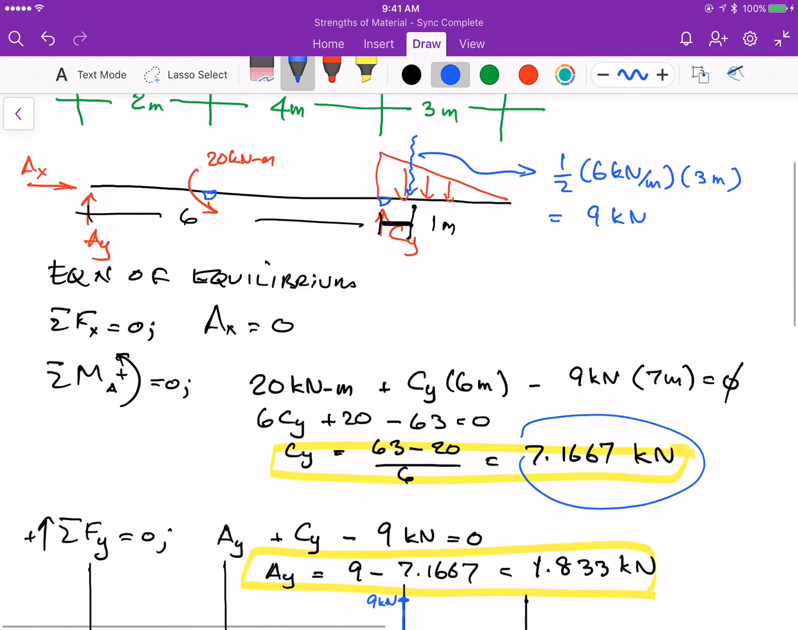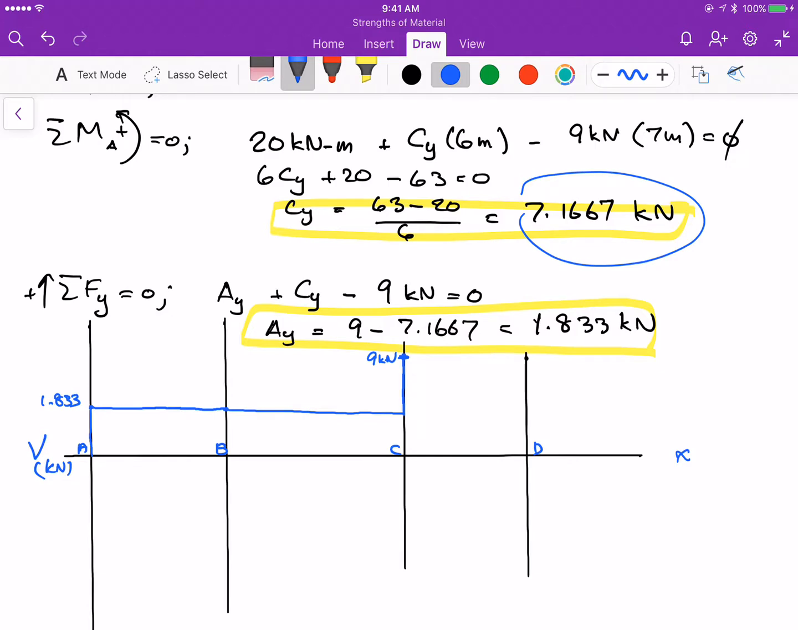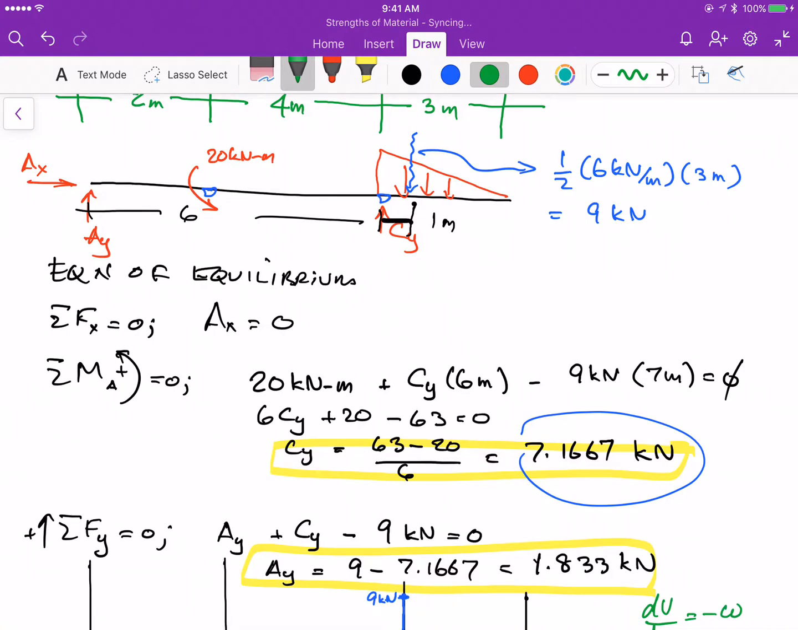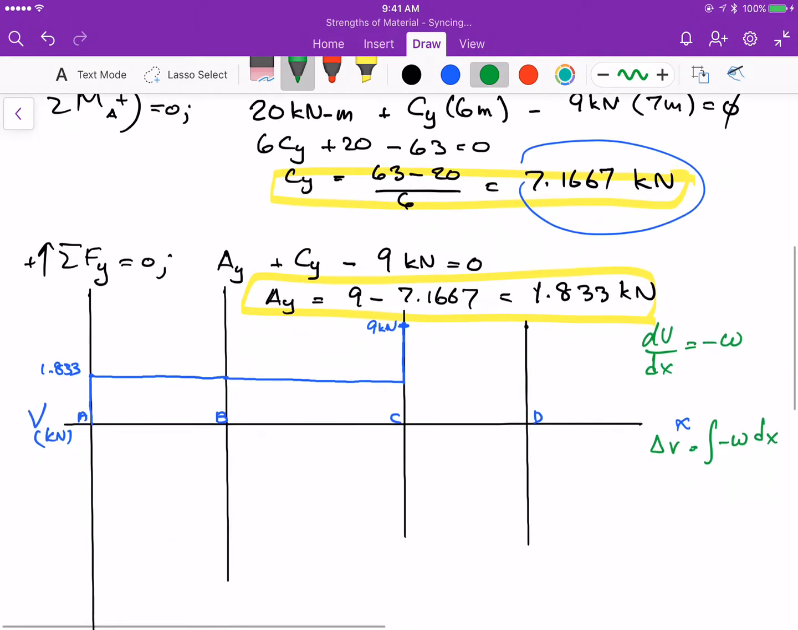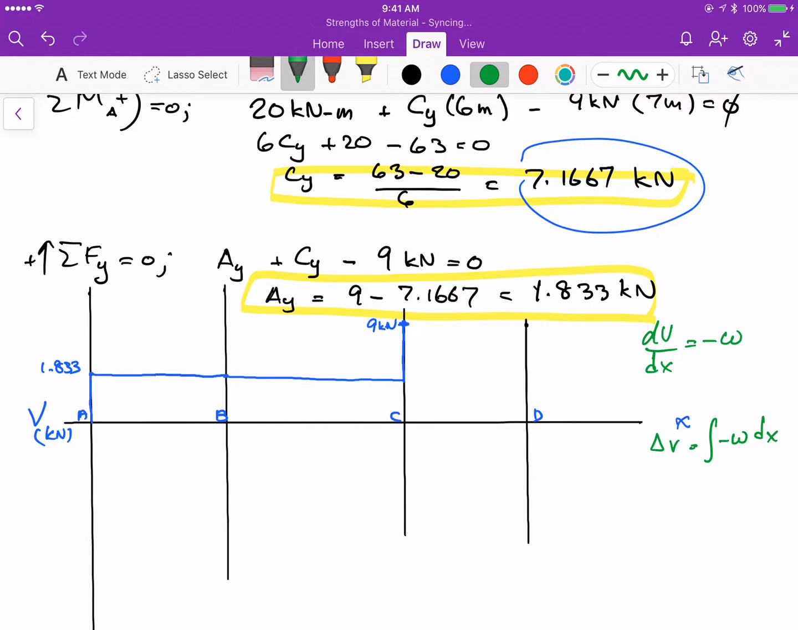We know very well that dV over dx is going to be negative w, which means that your change in shear is going to be the integral of that uniform loading. If this is 9, my uniform loading here is actually linear, and that is x. So I will have my shear, the integral of that is going to be x squared. So I know it's going to be parabolic, and it will go down to 0.